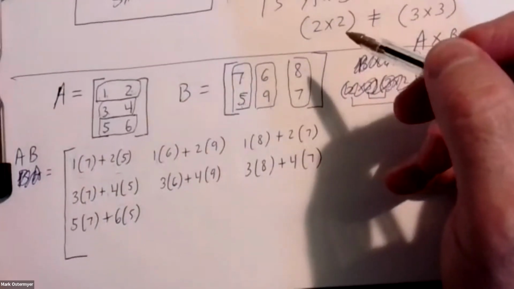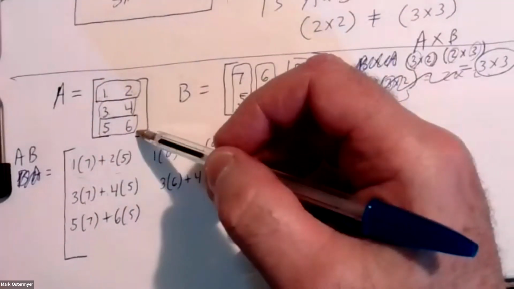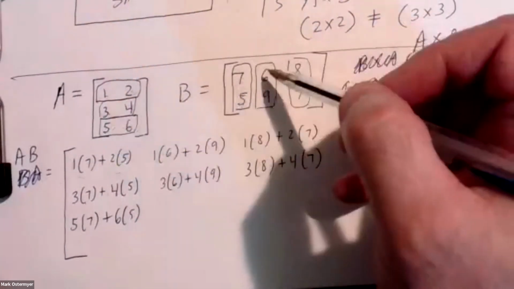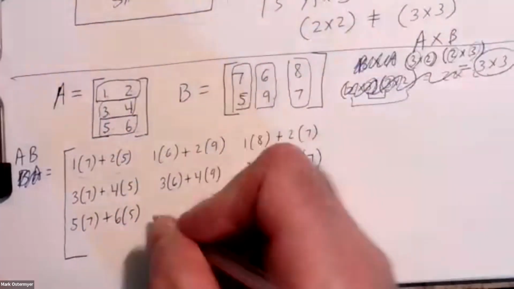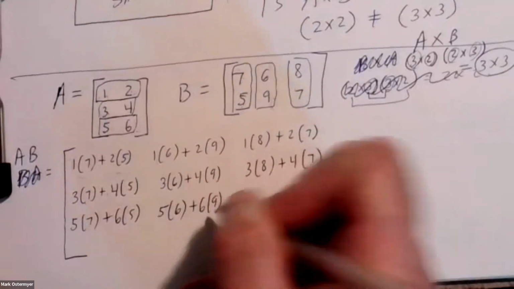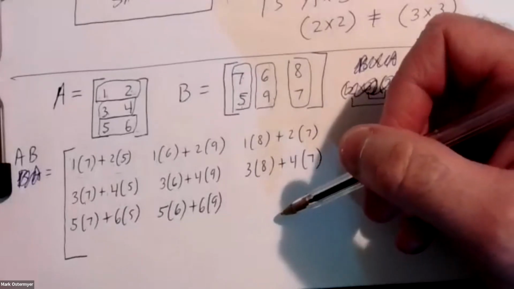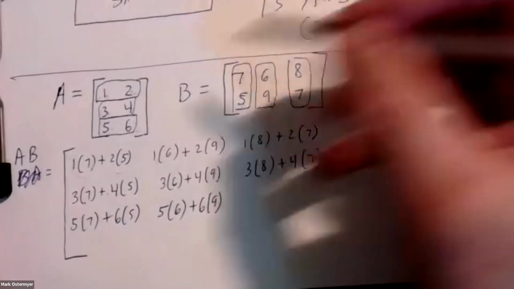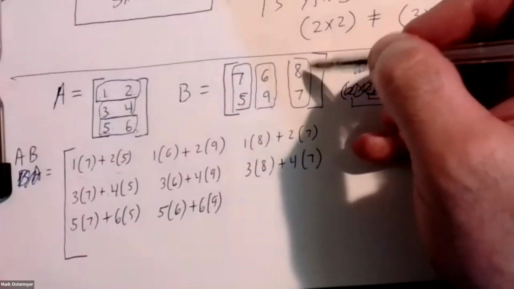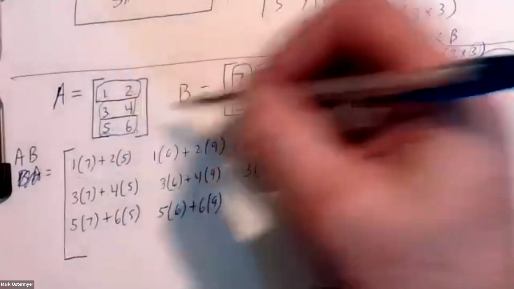The 3,2 entry of the product matrix is found by taking row 3 of matrix A and multiplying it by column 2 of matrix B. 5 times 6 plus 6 times 9. Finally, the 3,3 entry of my product matrix is obtained by taking the product of the third row of matrix A and the third column of matrix B. 5 times 8 plus 6 times 7.